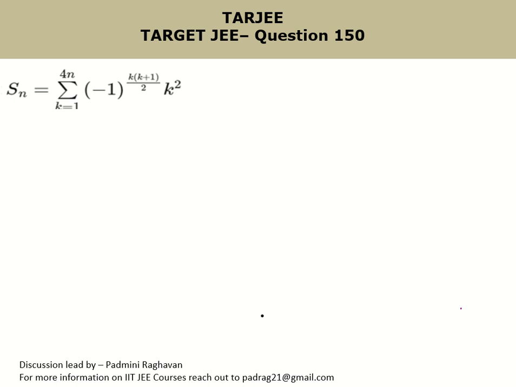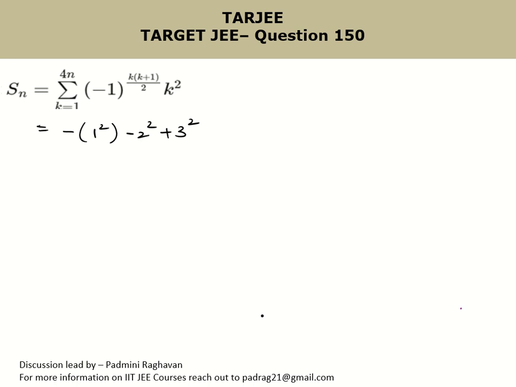So we have a summation of 4n terms. We will substitute k equal to 1, 2, 3 to understand the nature of the terms. When I put k equal to 1, the power becomes 1 into 2 by 2, which is 1, so I will get minus 1 square. When I put k equal to 2, it is 2 into 3 divided by 2, which is an odd number, so it is minus 2 square. When we put k equal to 3, it is 3 into 4, 12 by 2, which is 6, so it becomes positive 3 square.